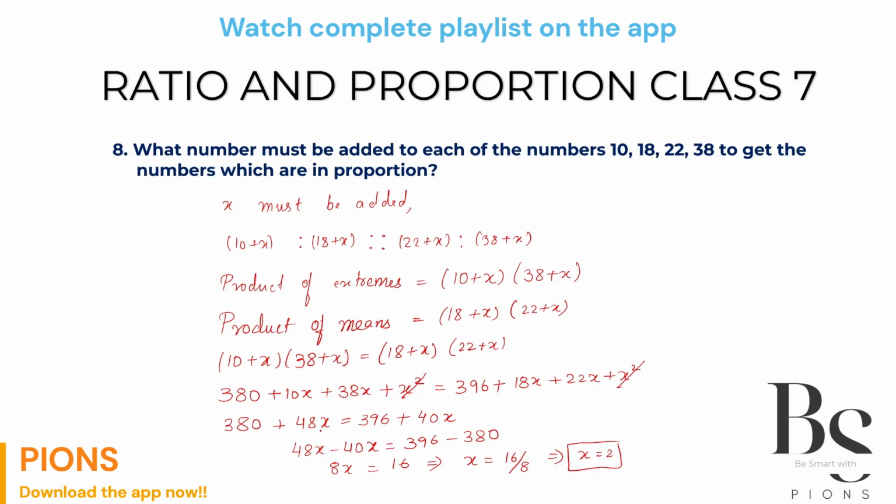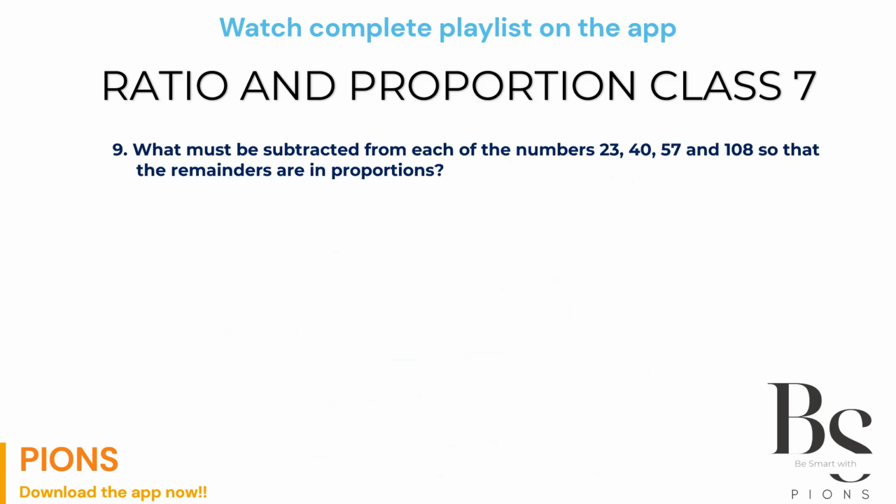Okay. So let's move to question number 9 in proportion. Question number 9 says, what must be subtracted from each of the numbers 23, 40, 57 and 108, so that the remainders are in proportion? Now that's very important: remainder in the sense when you subtract them, whatever numbers are left. Like if I am subtracting, let's say 10, so 23 minus 10, the remaining part is 13, right? So those remaining numbers are in proportion.